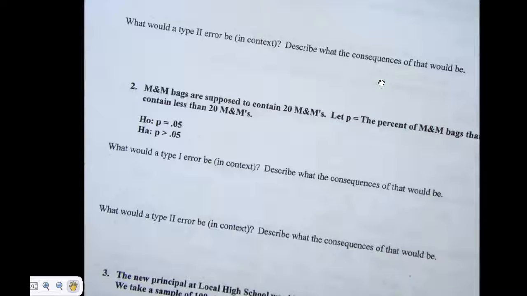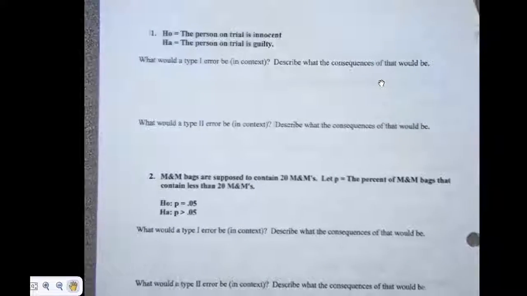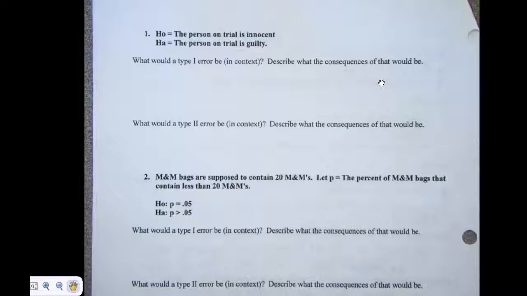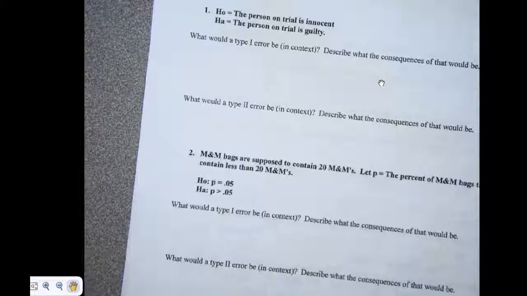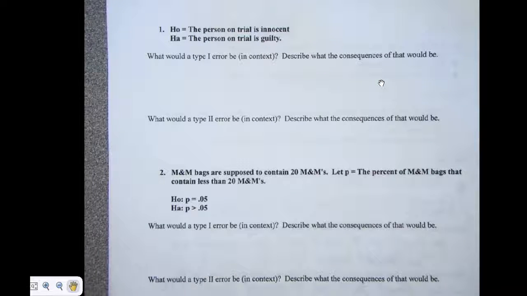Do these 3. There's 5. I'm going to make you do 3. I'll make 2 of them optional. But I want you to do 3 in front of me so we can check them. I can make sure you're good. I'll provide the answers to the other 2. Oh, I already did number 1, didn't I? It's one of the ones I'm doing.